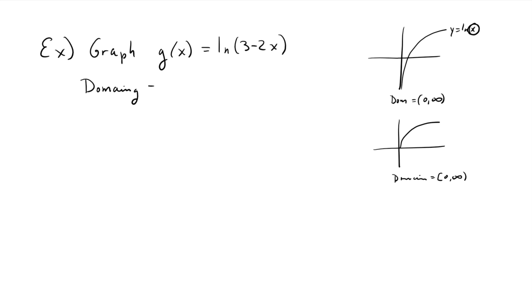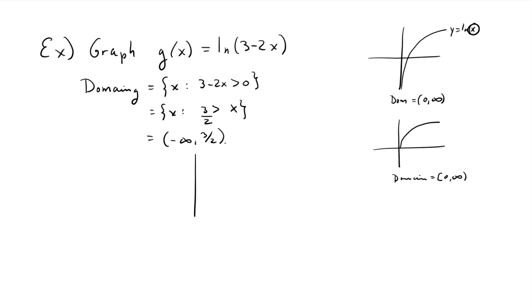So here our domain will be all x values such that the input of the function ln, so 3 minus 2x, is positive. So 3 minus 2x needs to be positive. Simplifying this means 2x is less than 3, or x is less than 3/2. In interval notation, this means we're less than 3/2, 3/2 not included. That gives us our domain.